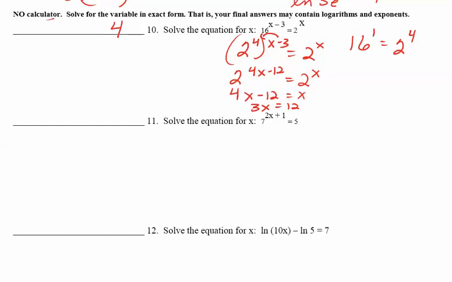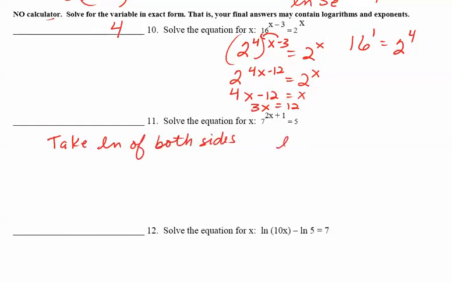We have something very different in number 11. Our bases 7 and 5, clearly those are not equal bases. So to solve this equation, but it says no calculator here, what can we do to get a variable out of an exponent? To get a variable out of an exponent, we rewrite it in logarithmic form. So you could use this as a log base 7, but I'm going to ask you to take the natural log of both sides.